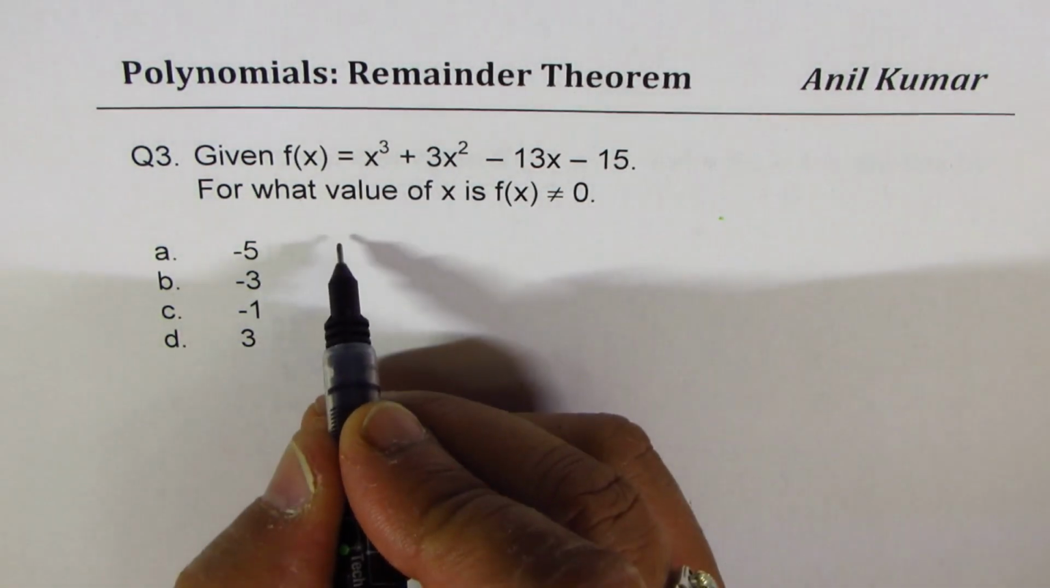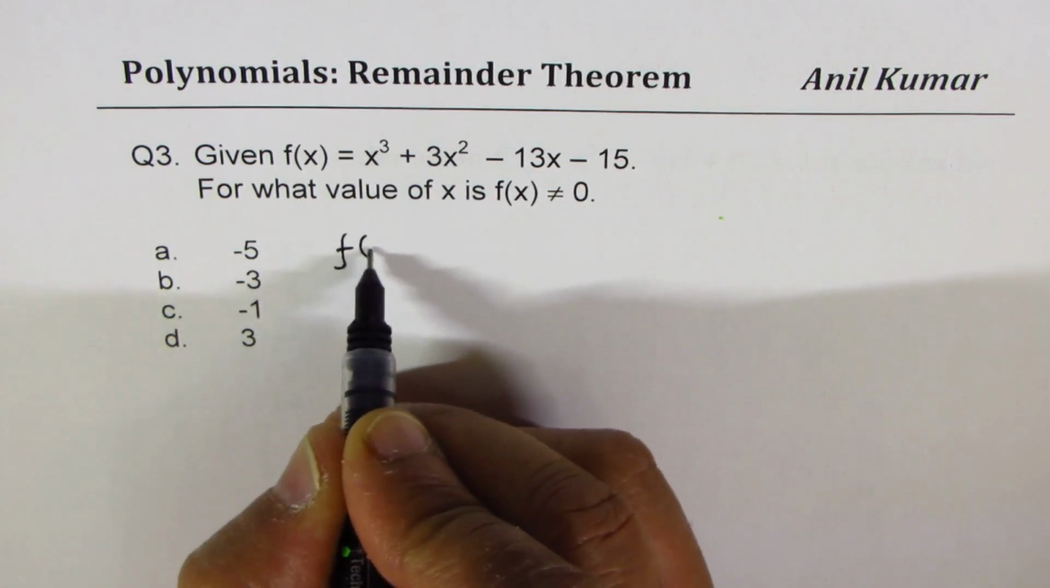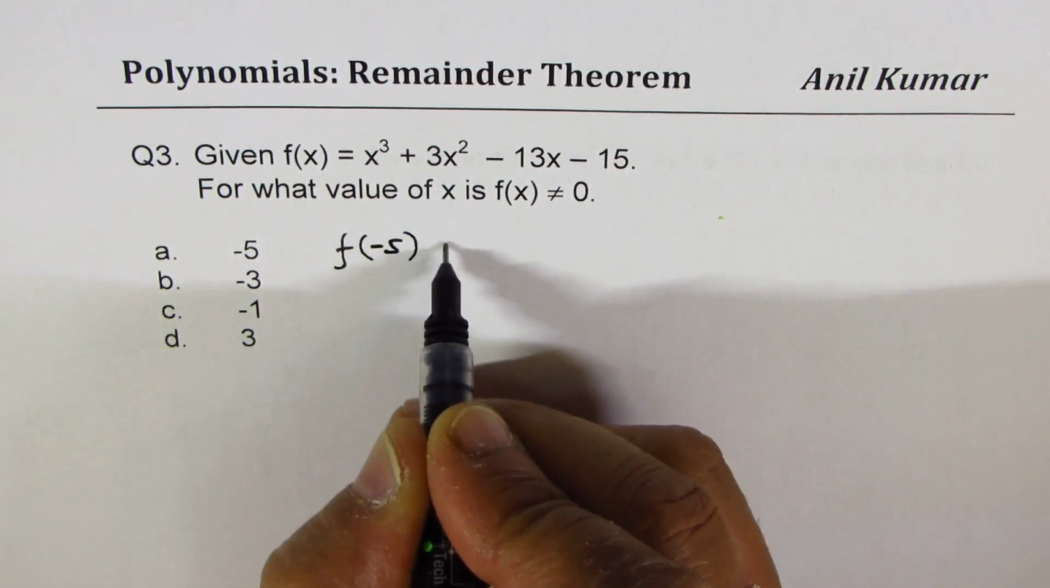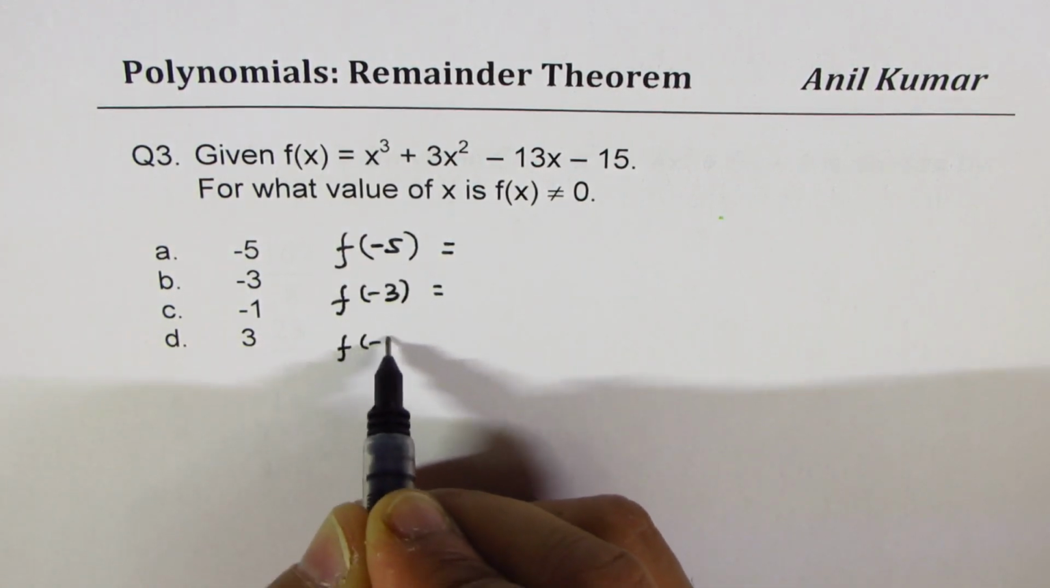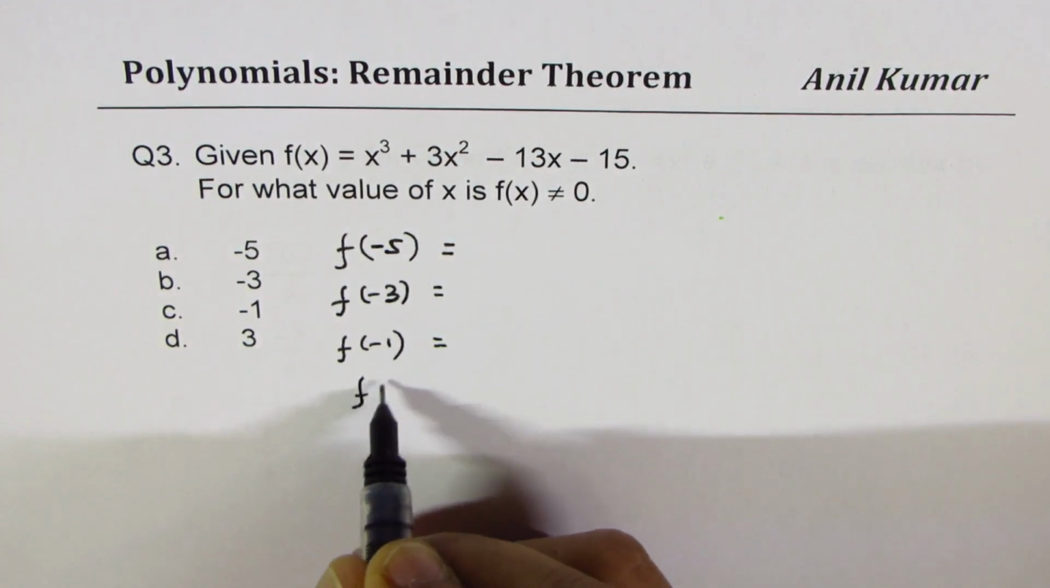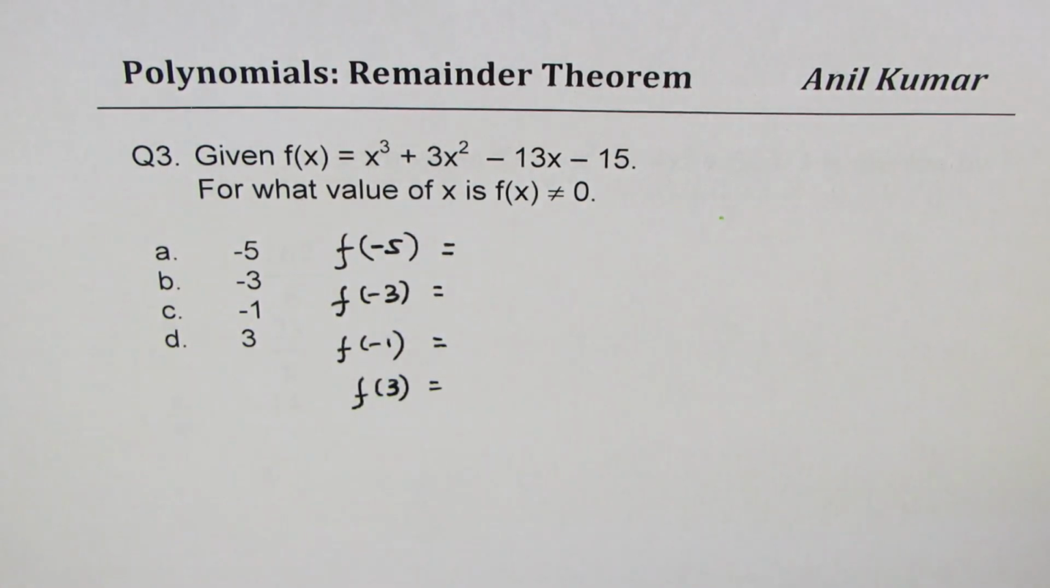So what you need to do is find the value of f(−5), f(−3), f(−1), and f(3) to really solve this question. So let's do them one by one.